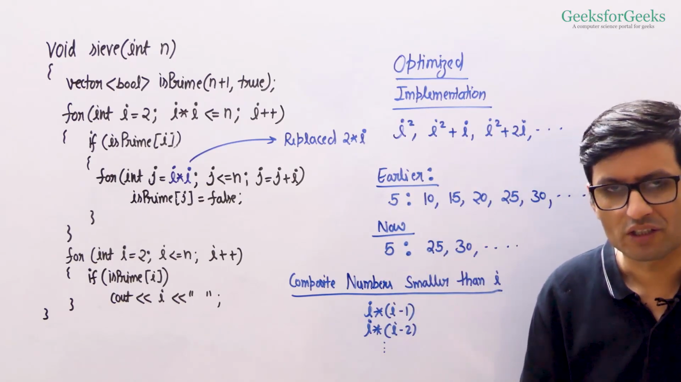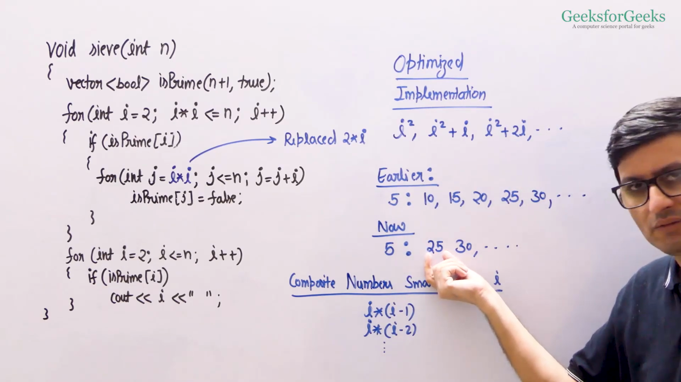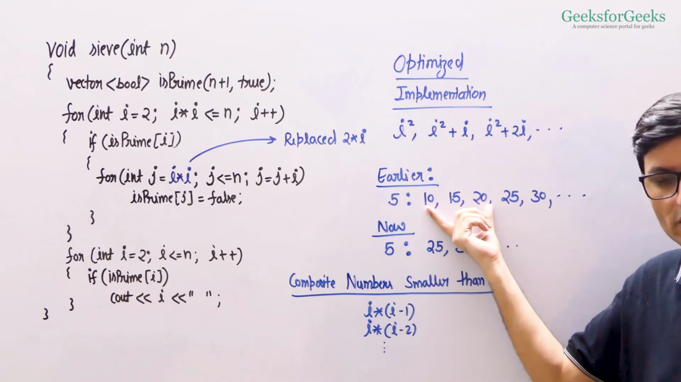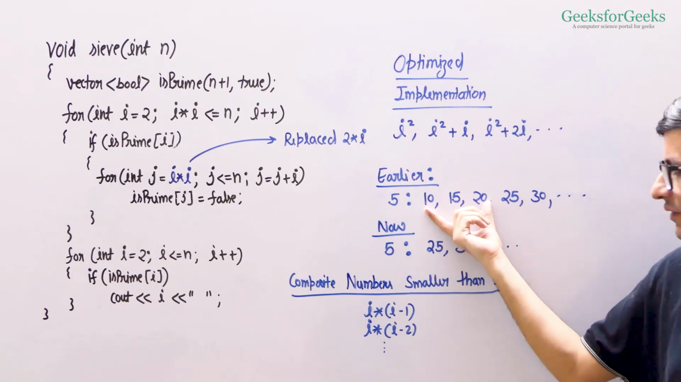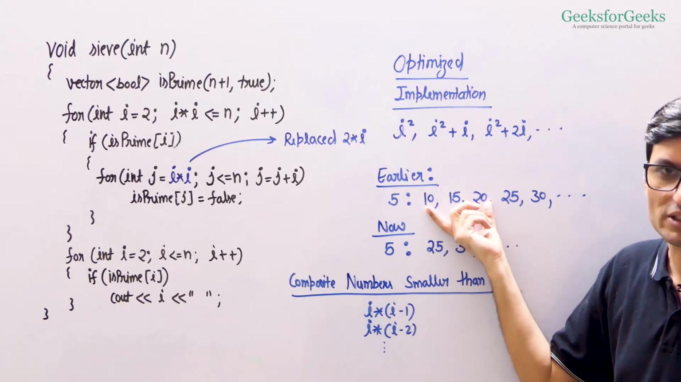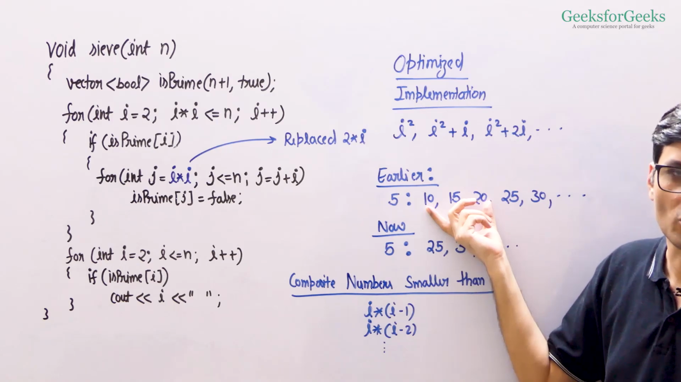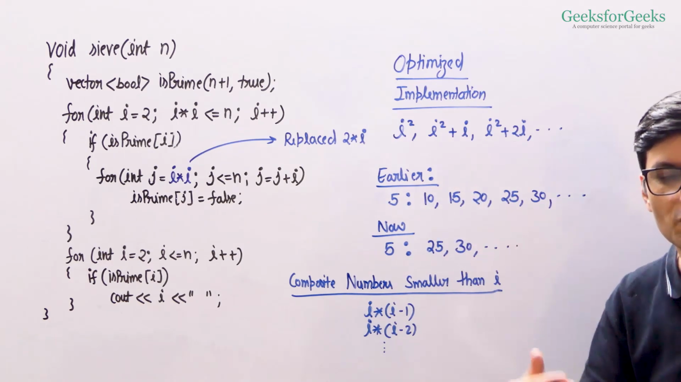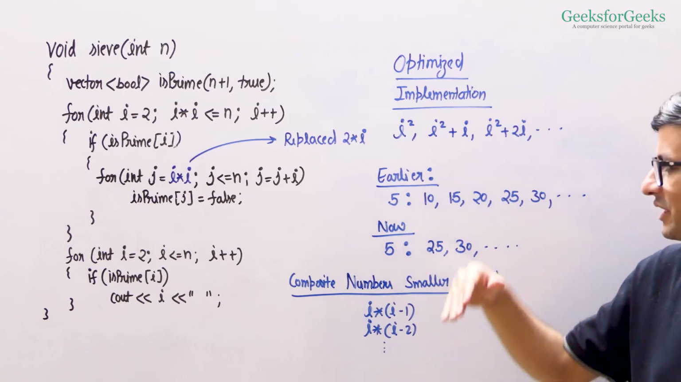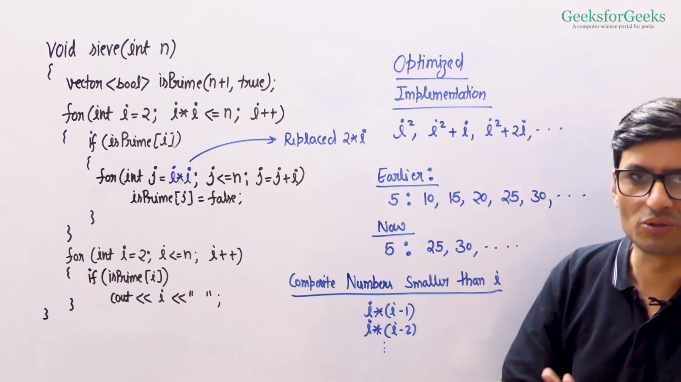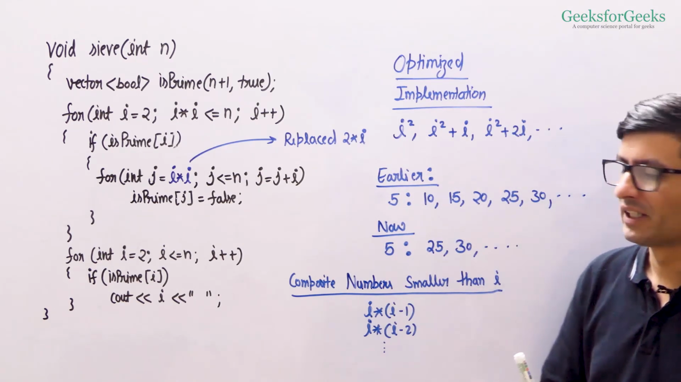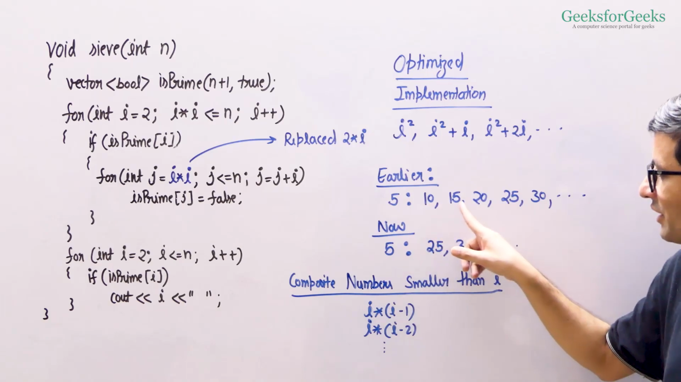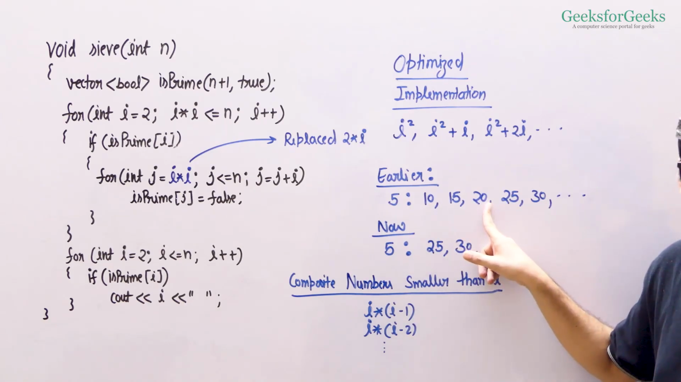Let's see how this works. When you begin with 25, you ignore these three numbers, 10, 15, 20. And if you take a closer look at these three numbers, they have a smaller divisor than 5. See, we are running a loop from 2, so we must have run the loop for 2, we must have run the loop for 3, then we come to 5. So this has a divisor 2, this has a divisor 3, and this also has a divisor 2.